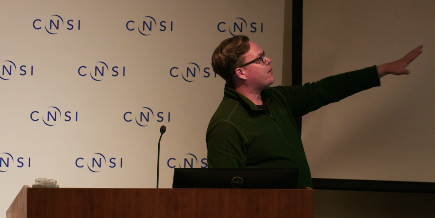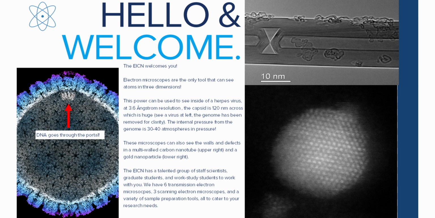Here's another example of a virus. This is a little capsid that's absolutely enormous. This capsid is about 120 nanometers across. And you can actually see cool details like this little portal where all the DNA comes in and out of, or goes out of the capsid here.